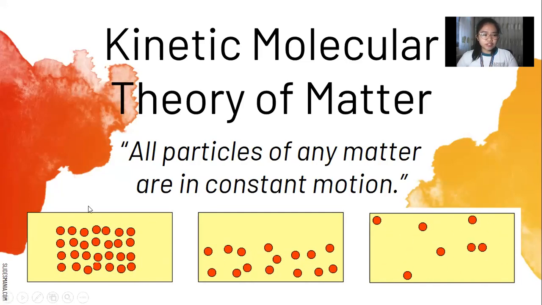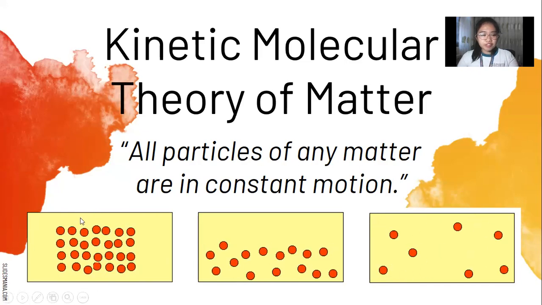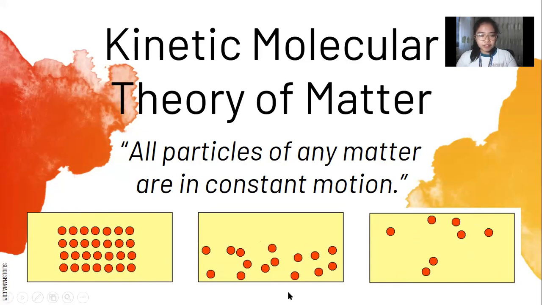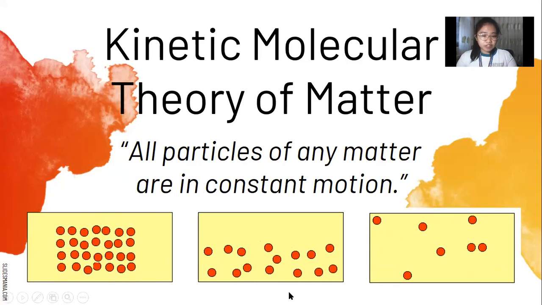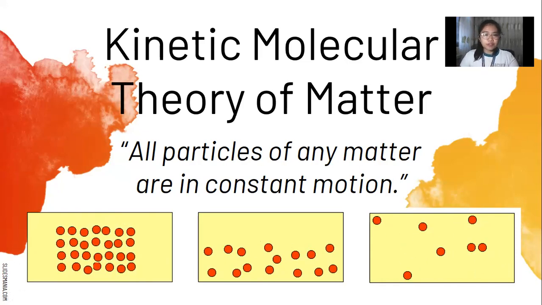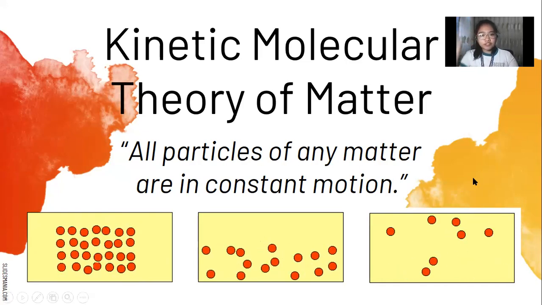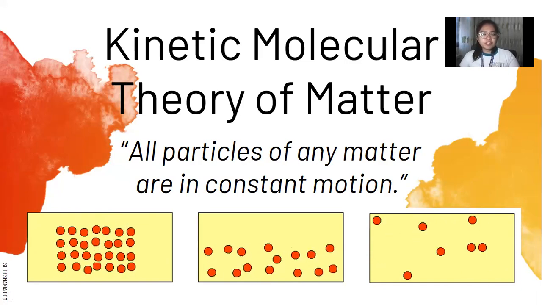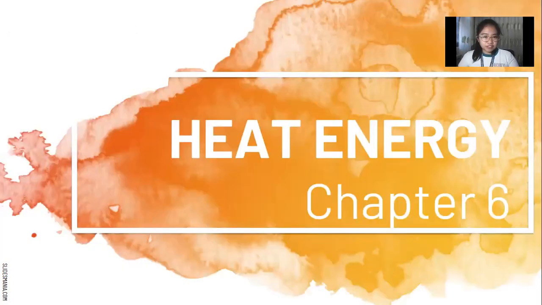The one at the left represents the particles of a solid object, this at the middle is the liquid, and we have here at the right the gaseous particles. Later we will be talking about the kinetic molecular theory of matter. But before that, let us go back and recall the particulate nature of matter.